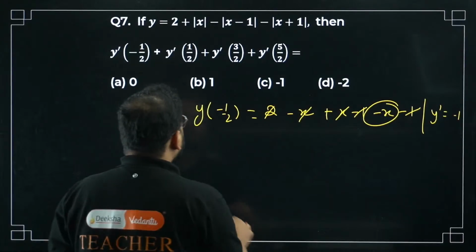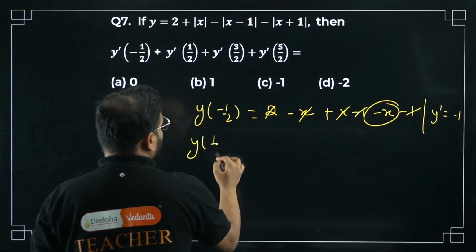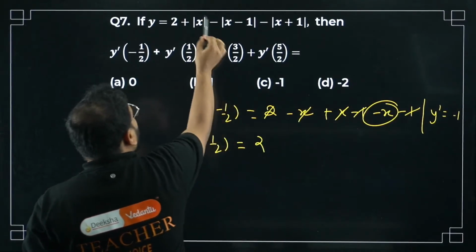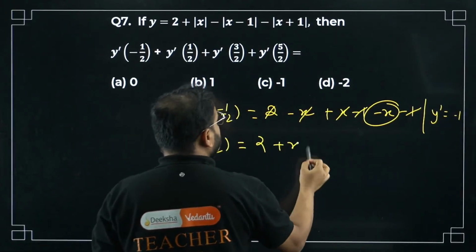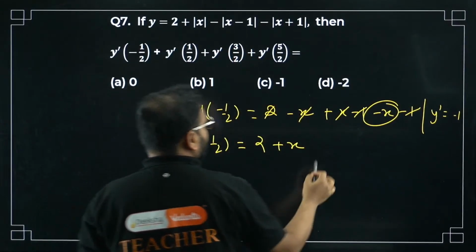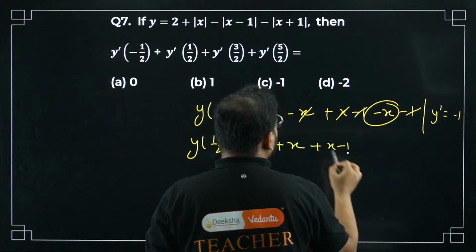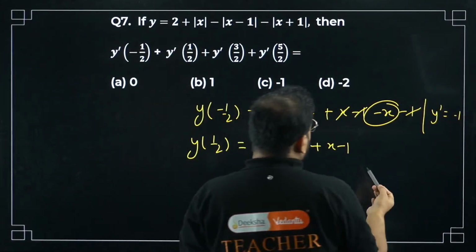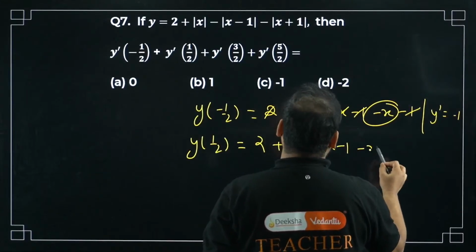In the same way, find y at 1 by 2. You'll have this 2 as it is. So this will open with a positive sign, so plus x. This will open with a negative sign again, since 1 by 2 minus 1 is negative. So it will become plus x minus 1. Over here, 1 by 2 plus 1 is again positive only. It will become minus x minus 1.